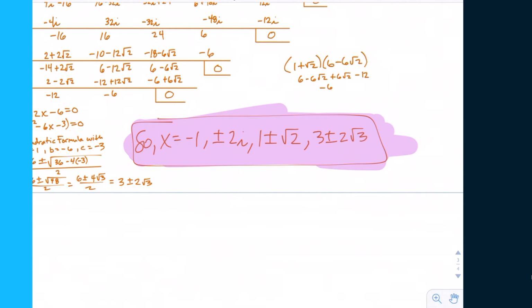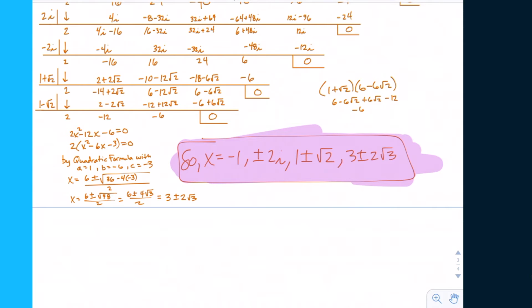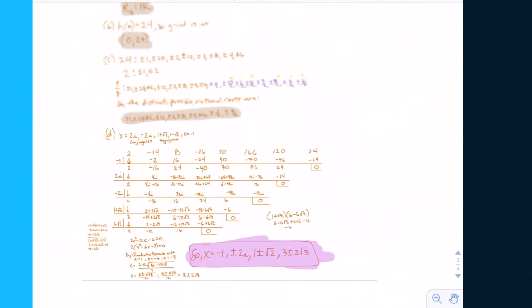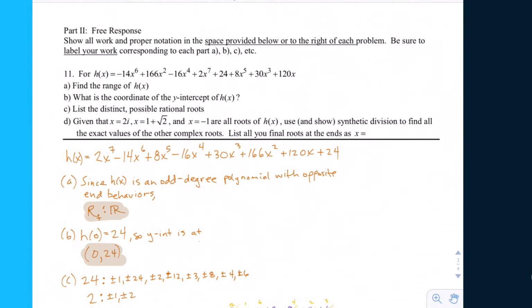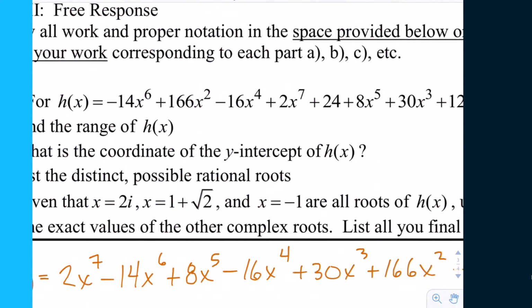Yeah. Okay. And there they are. And so I have 1, 2, 3, 4, 5, 6, 7 roots. What was the degree? 7. Notice it wasn't written in the right form. So I got all my roots and I'm done.